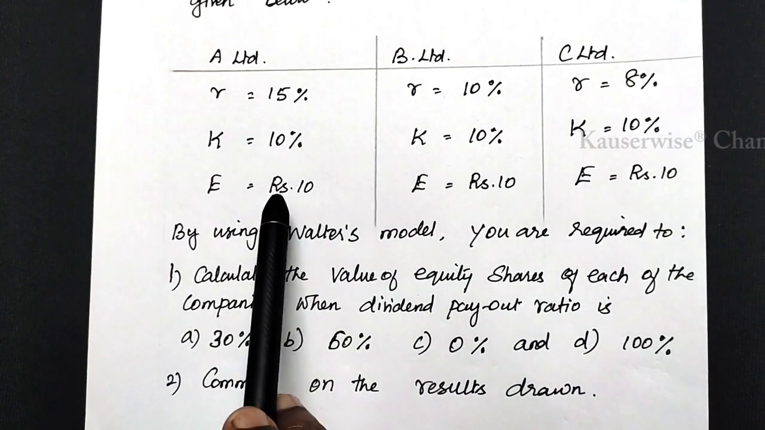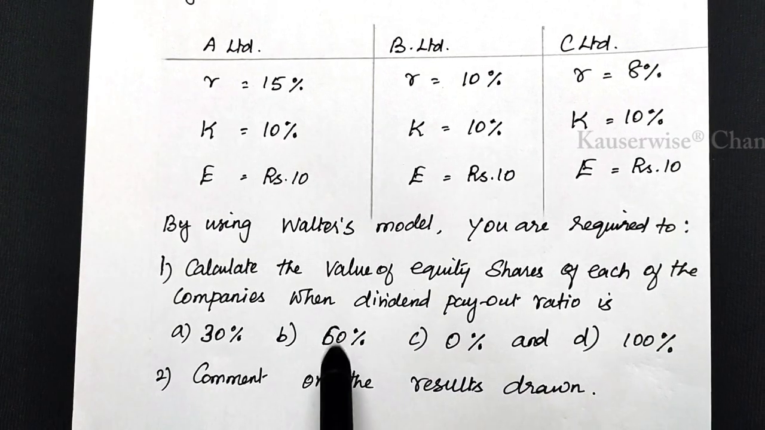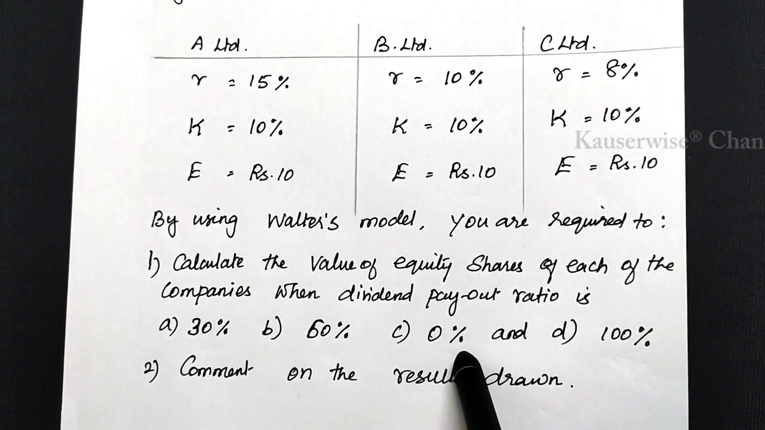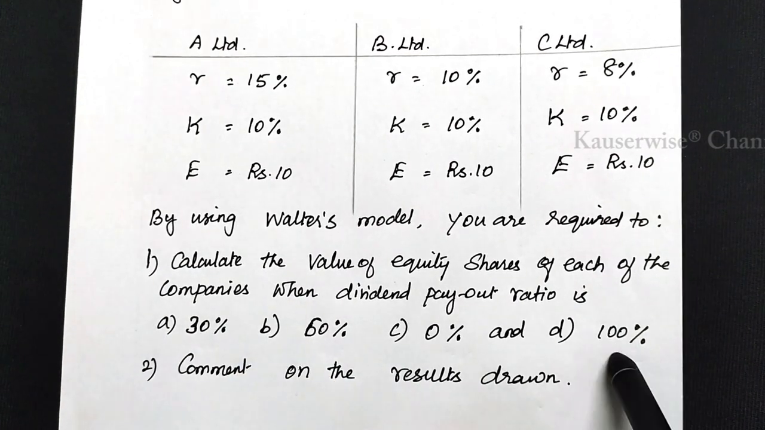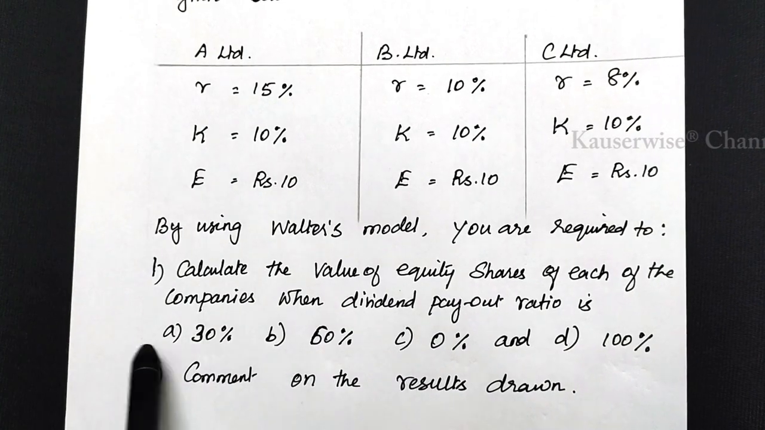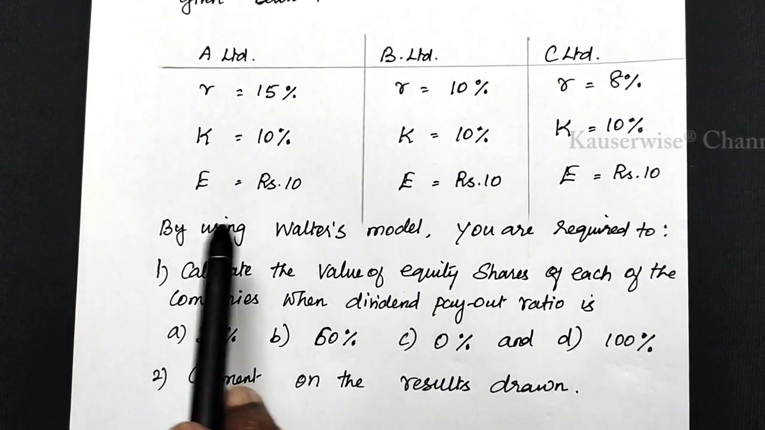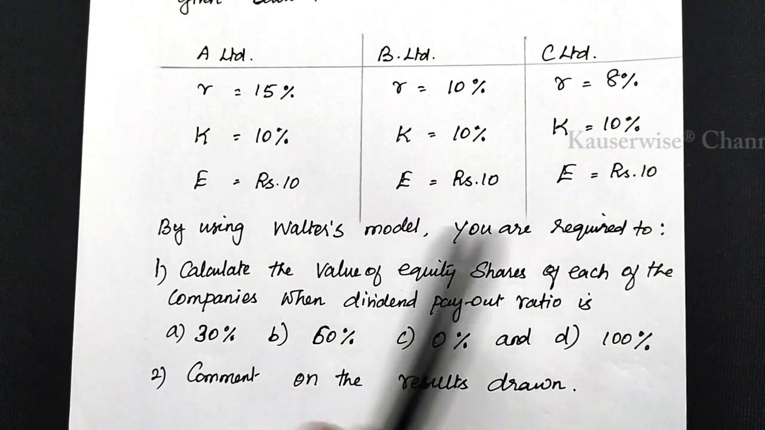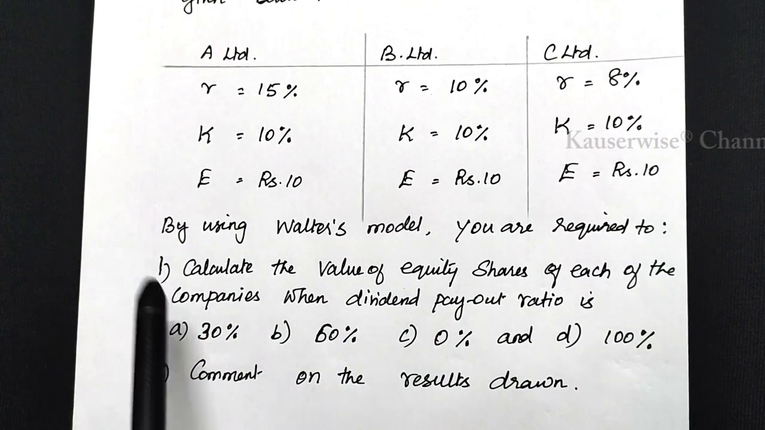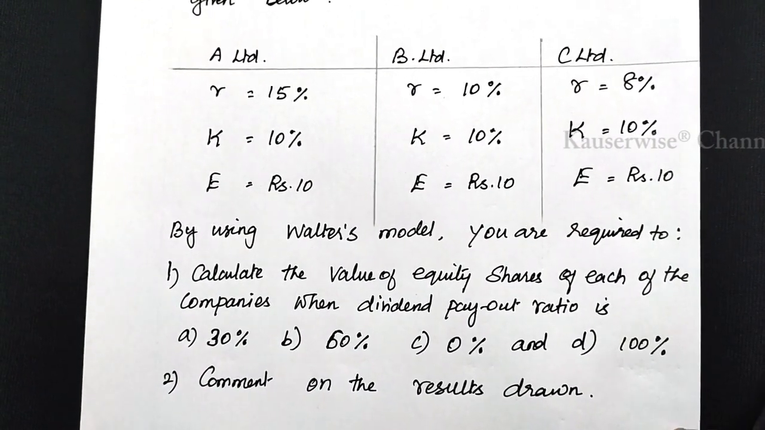The first one is 10 rupees into 30%, that is the value of D. And the second one, 10 into 60%, 10 rupees into 0%, 10 rupees into 100%. So this is the formula to find out D for four different options, for three different companies. After finding D, you can simply substitute in the formula to find out market value per share for four different options for three different companies. Now let us see the solution.